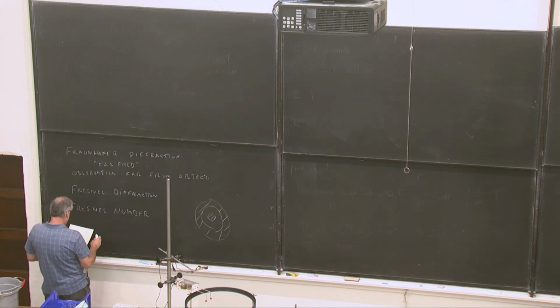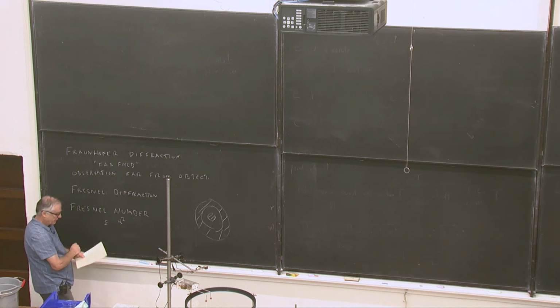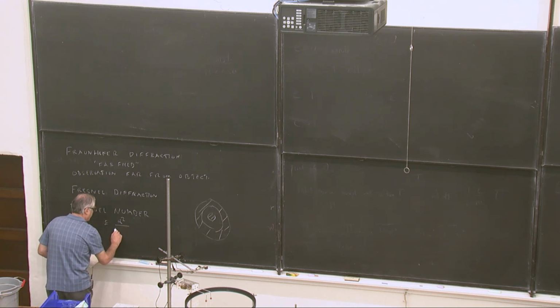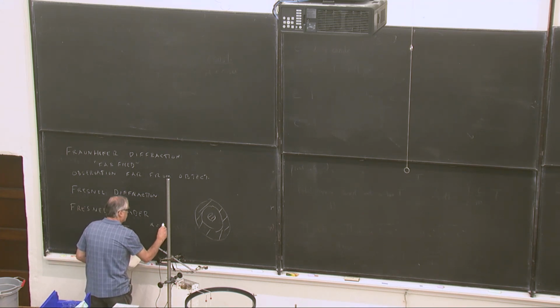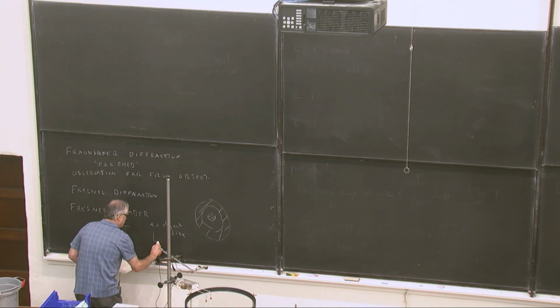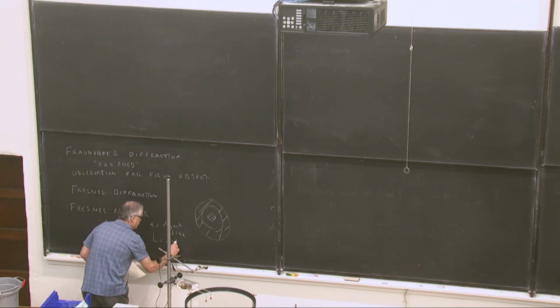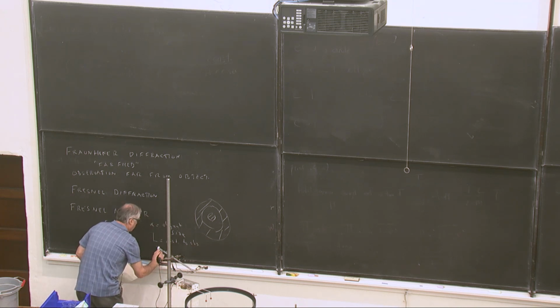The Fresnel number is defined as the characteristic size of whatever you're diffracting from divided by the distance to the observation point times the wavelength. So a equals object size, L equals distance to observation, and lambda is the wavelength.